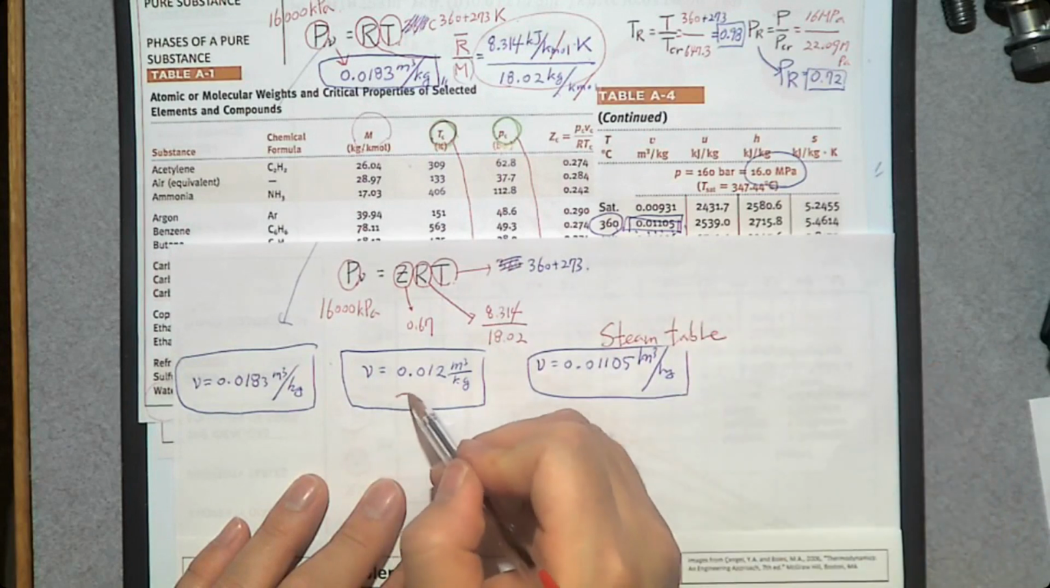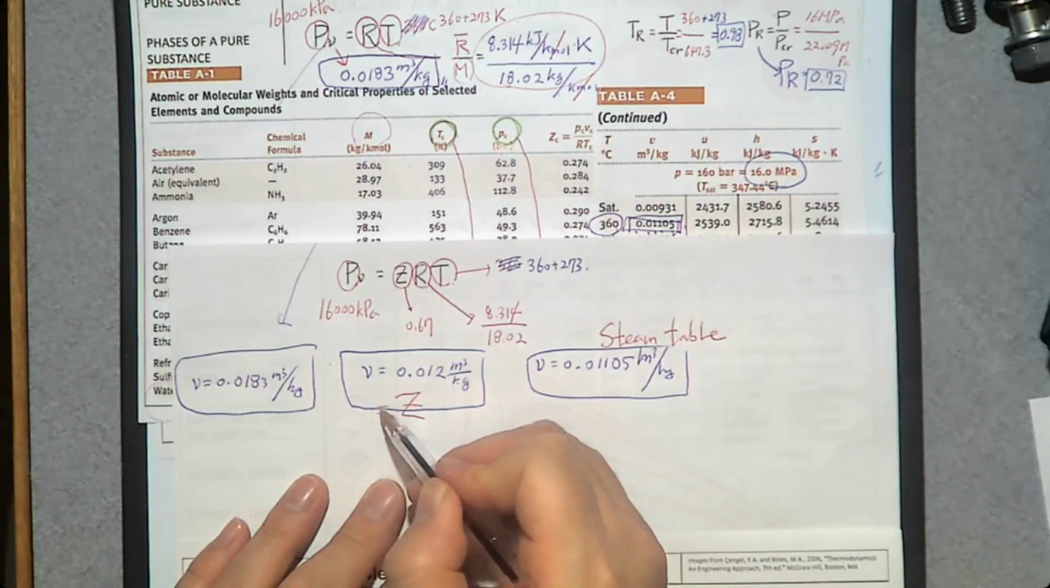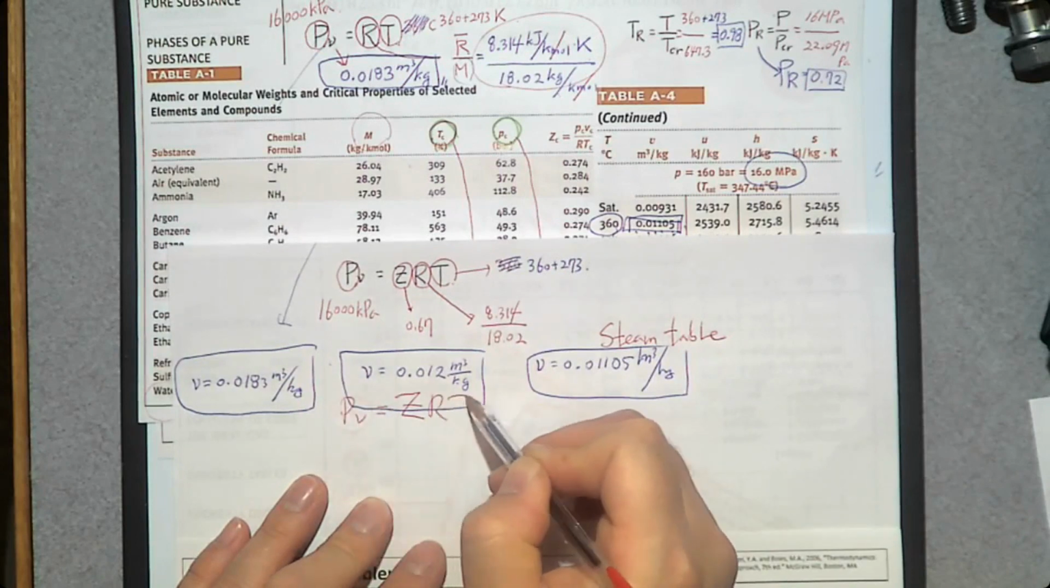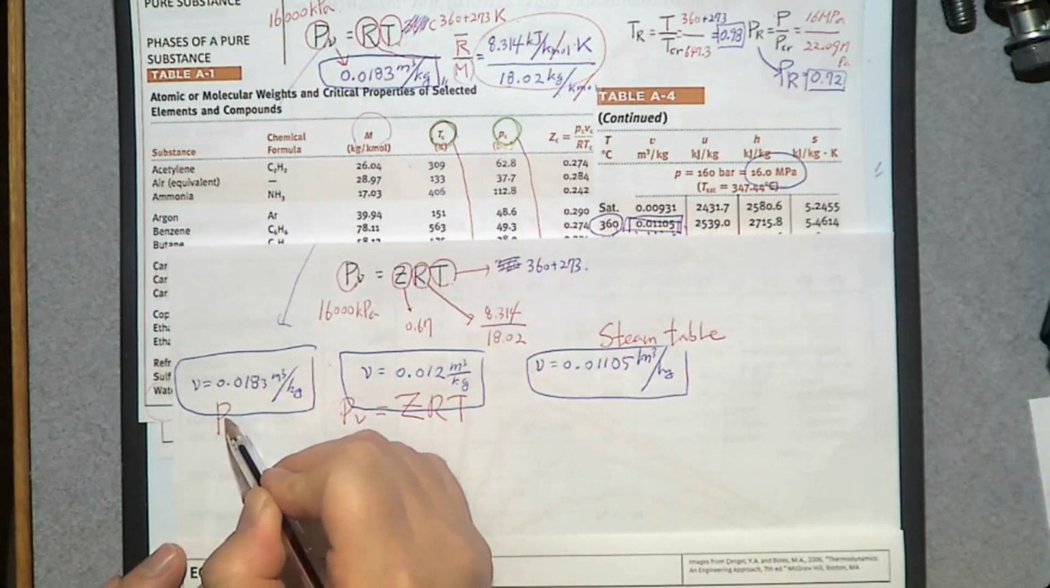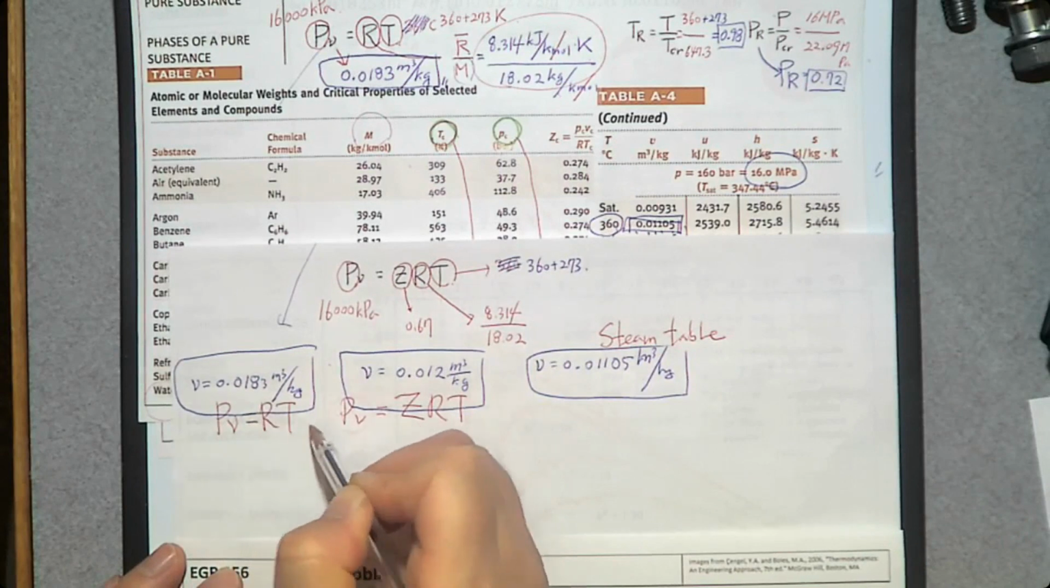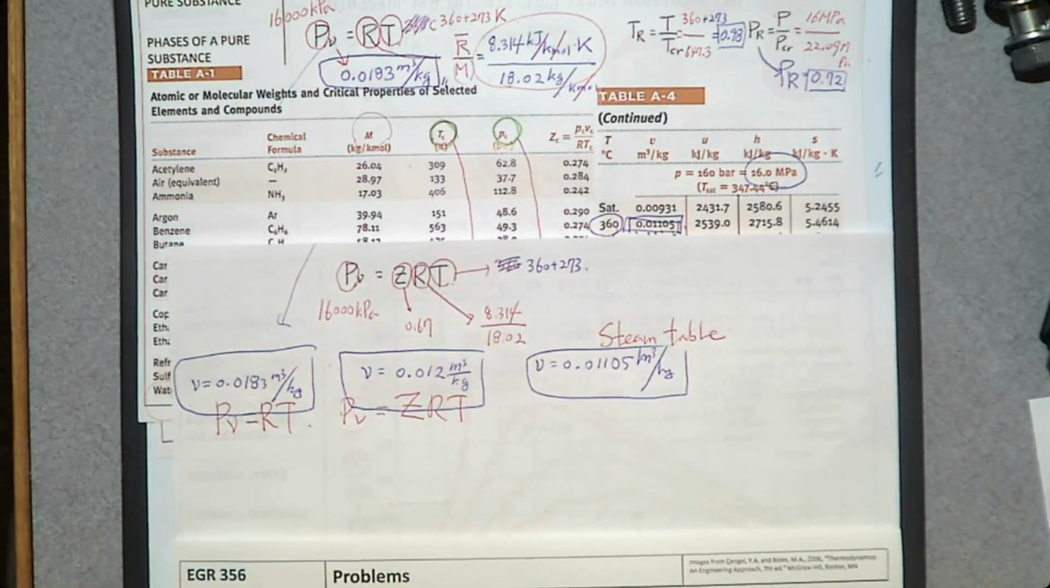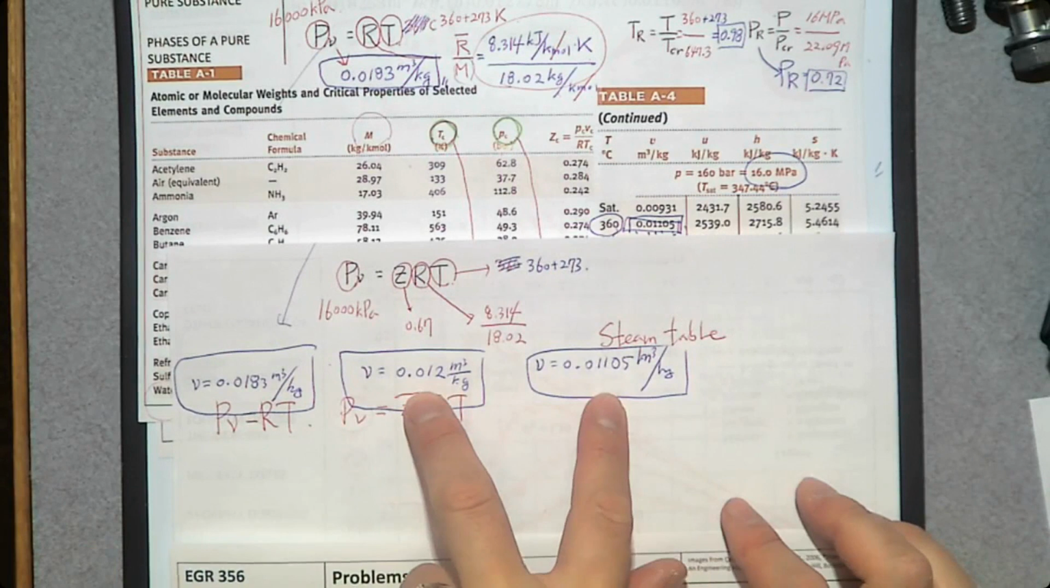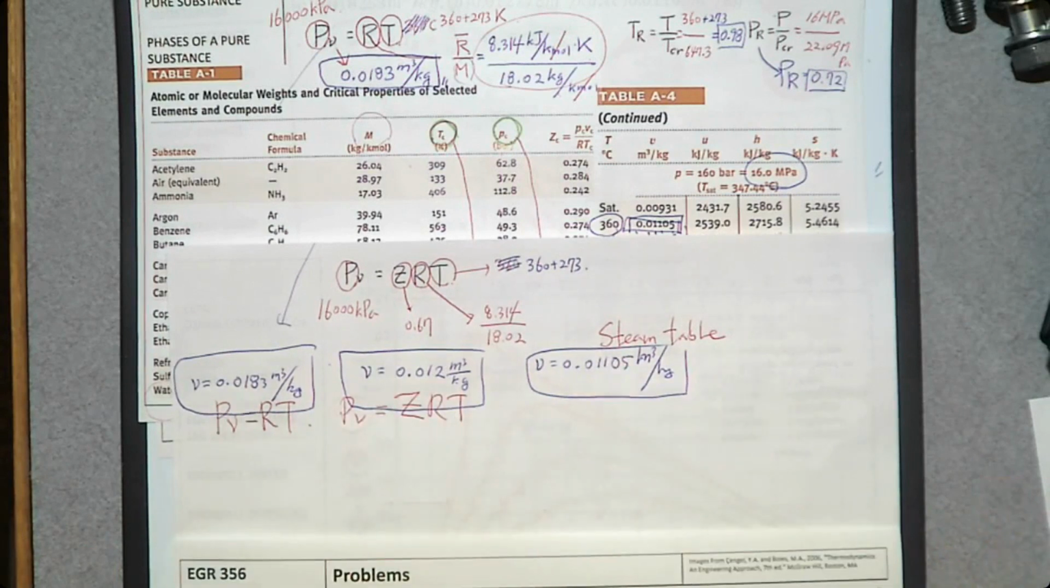This one is from the compressibility factor Z, PV is ZRT. This one is from the ideal gas equation, PV is RT. So let's calculate the error between these two and between these two. So the first one, 0.0183 minus 0.01105 divided by 0.01105. The error is 66%.